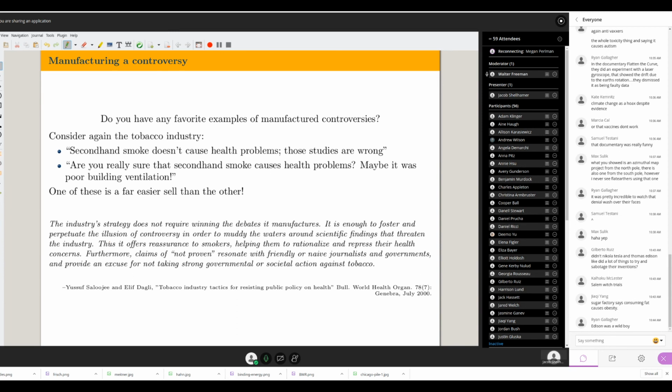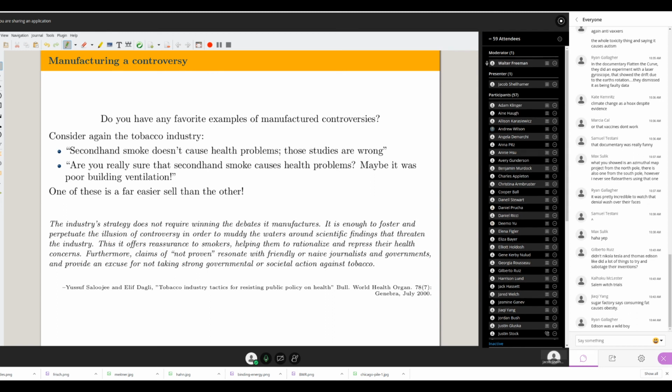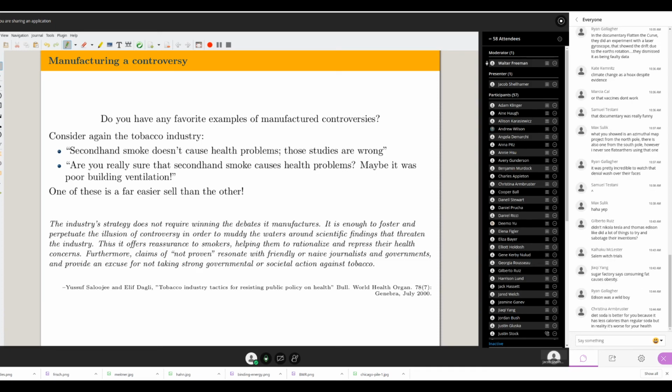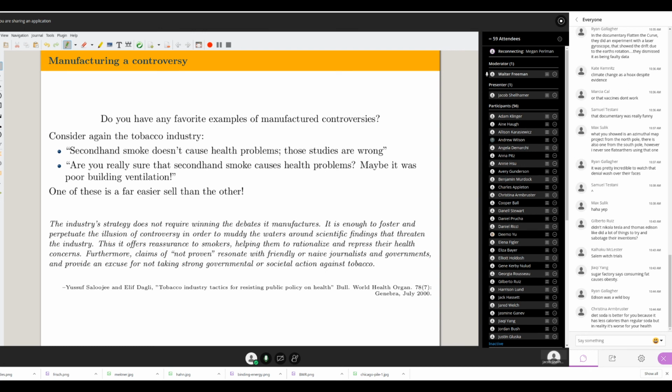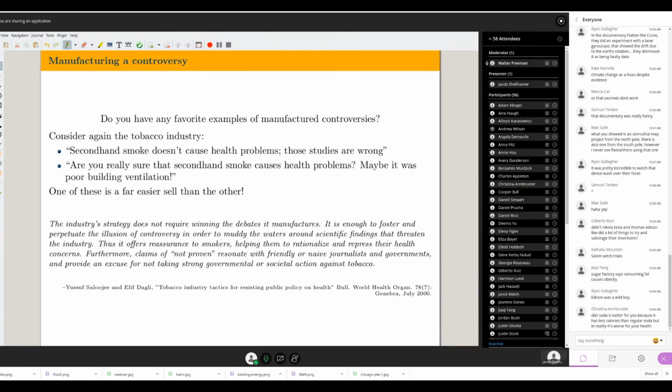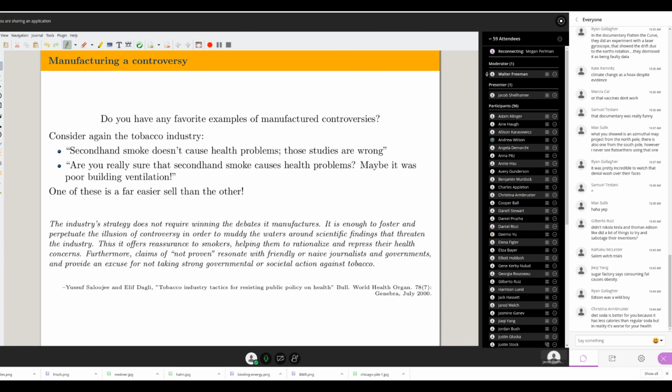Giachi mentions, yes, the sugar industry trying to stir up a controversy about whether eating fat or eating sugar causes obesity. Yeah. Here's a quote from an article from the Bulletin of the World Health Organization on the way that the tobacco industry convinces people to continue to smoke. Christina mentions diet soda. Yeah, that's a good one. So the tobacco industry. So here's the World Health Organization.